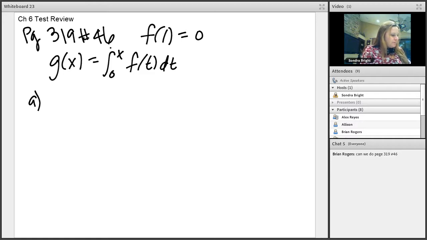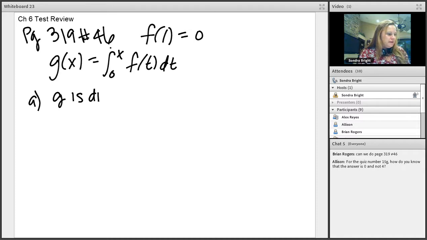Some property states that f of x has a positive derivative for all values of x, and then your integral is going from 0 to x, and so g is differentiable. That's true. G is a continuous function, so yes. Both of those are coming from theorems. I have to flip through the book to find which ones. Where are they?